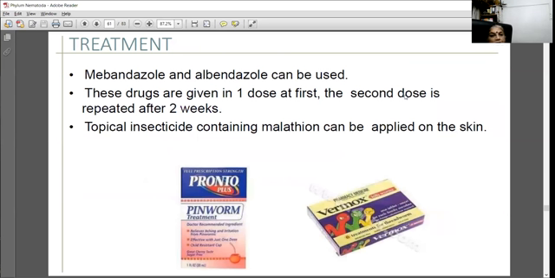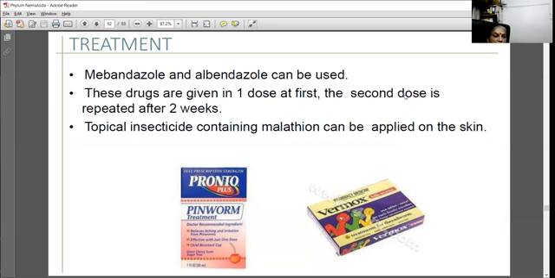Now coming to the treatment, mebendazole and albendazole can be used. These drugs are given in one dose at first, and a second dose is repeated after 2 weeks. If the irritation is high and the person is unable to bear it, then a topical insecticide containing malathion can be applied on the skin. Otherwise, there is no need for any special cream application on the skin.